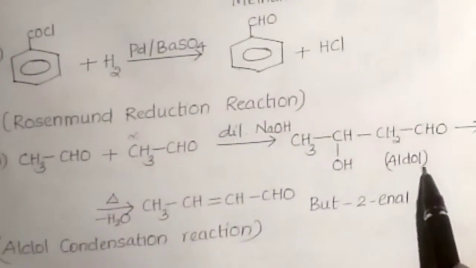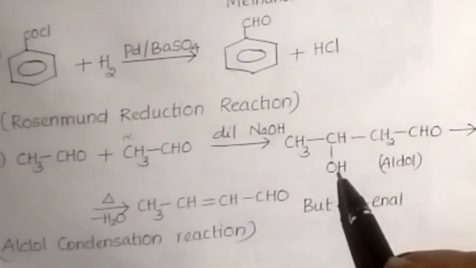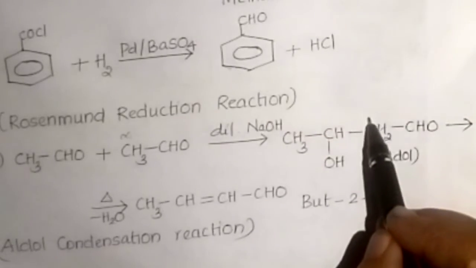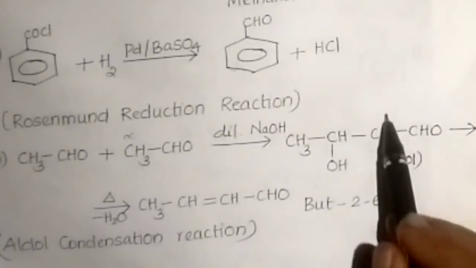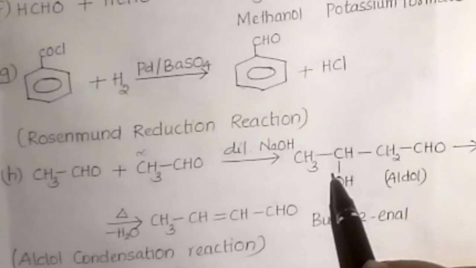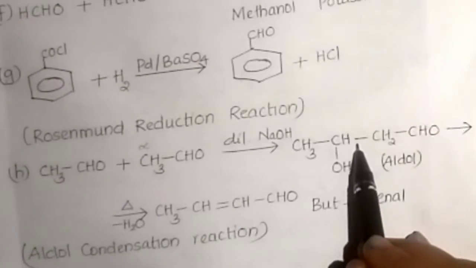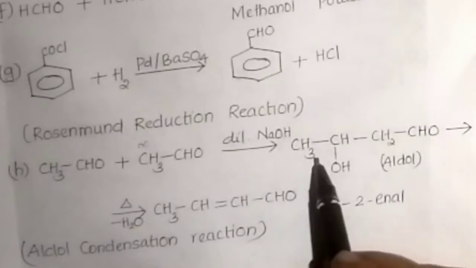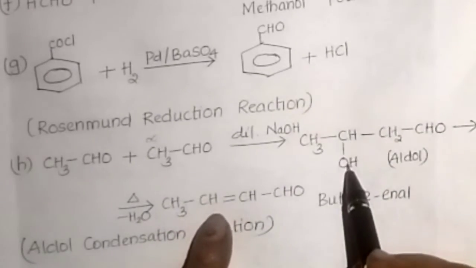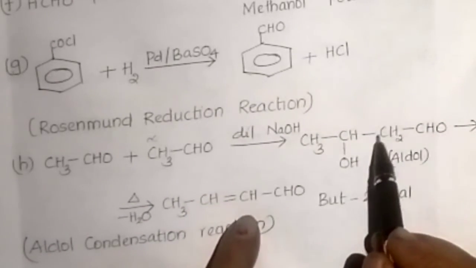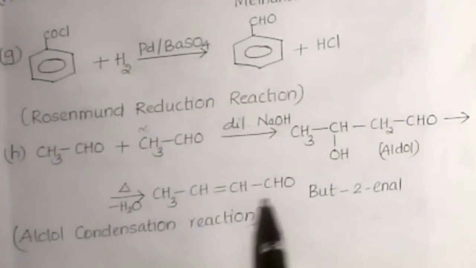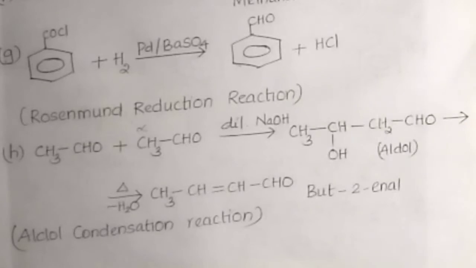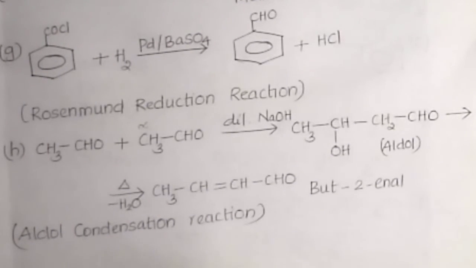So aldol, which on heating, from here this is alpha carbon, this is beta carbon. From beta OH and alpha one hydrogen atom, intermolecular elimination occurs to form a double bond between them. Then CH3 CH double bond CH with the remaining CHO. This is butenal. So this is the aldol condensation product. So the reaction is known as aldol condensation reaction.